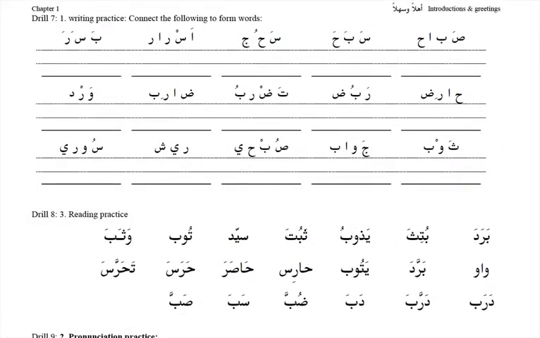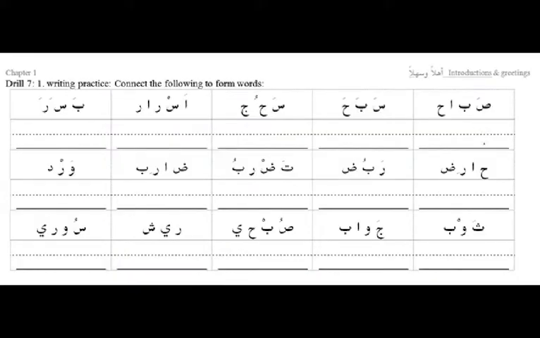Module 1.4, Drill 7, page 14, writing practice. Let's go through and practice connecting these letters to form a word. Try to do it yourself first before you check with this. I'll help with the pronunciation. First group is Sod, Ba, Alif, Ha.